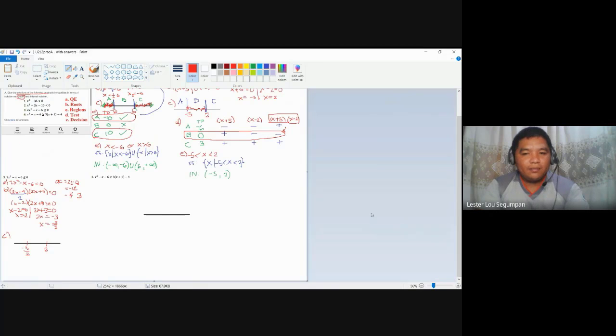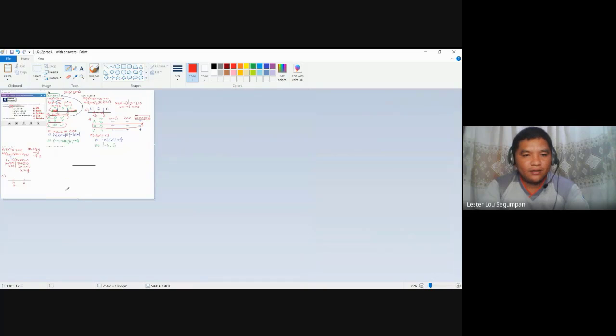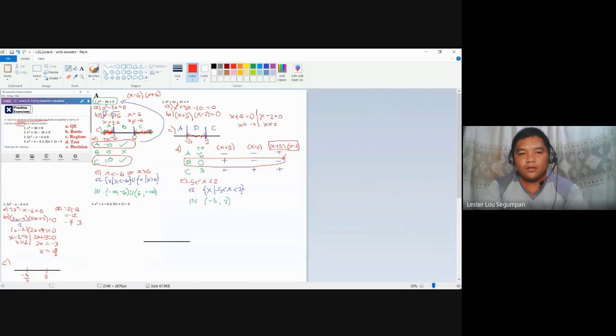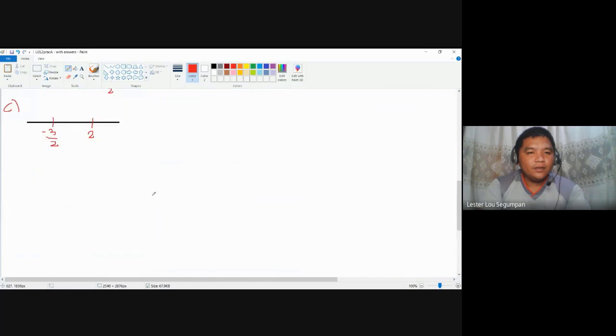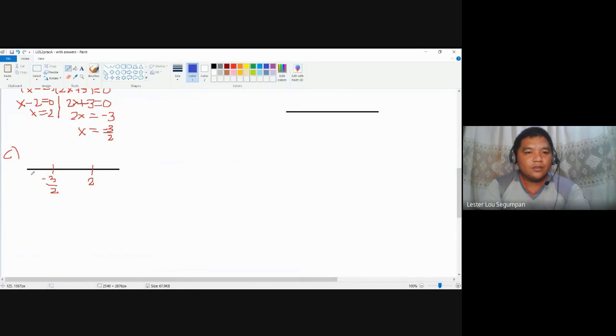I need a little bit more space, so pardon. I'm going to increase this one. Okay. So the regions A, B, and C are placed here. A, B, and C. This is your step D. Okay. Region A, region B, region C. Test points.